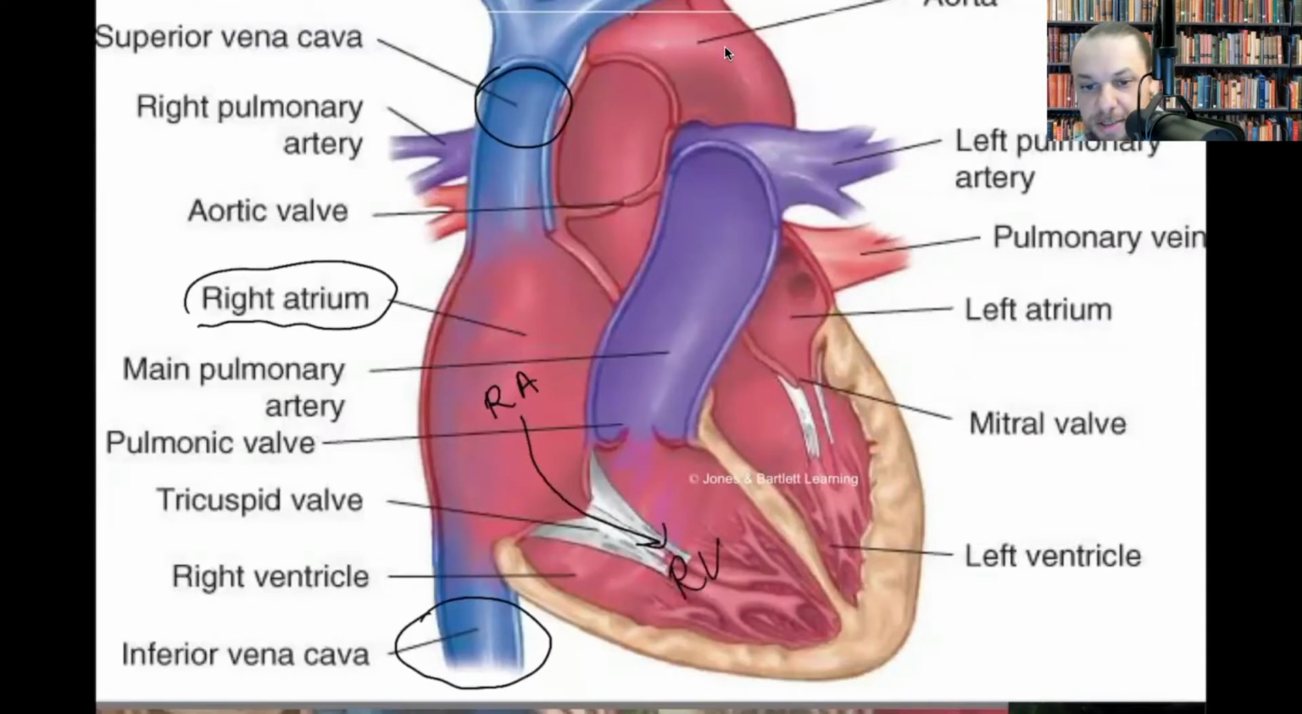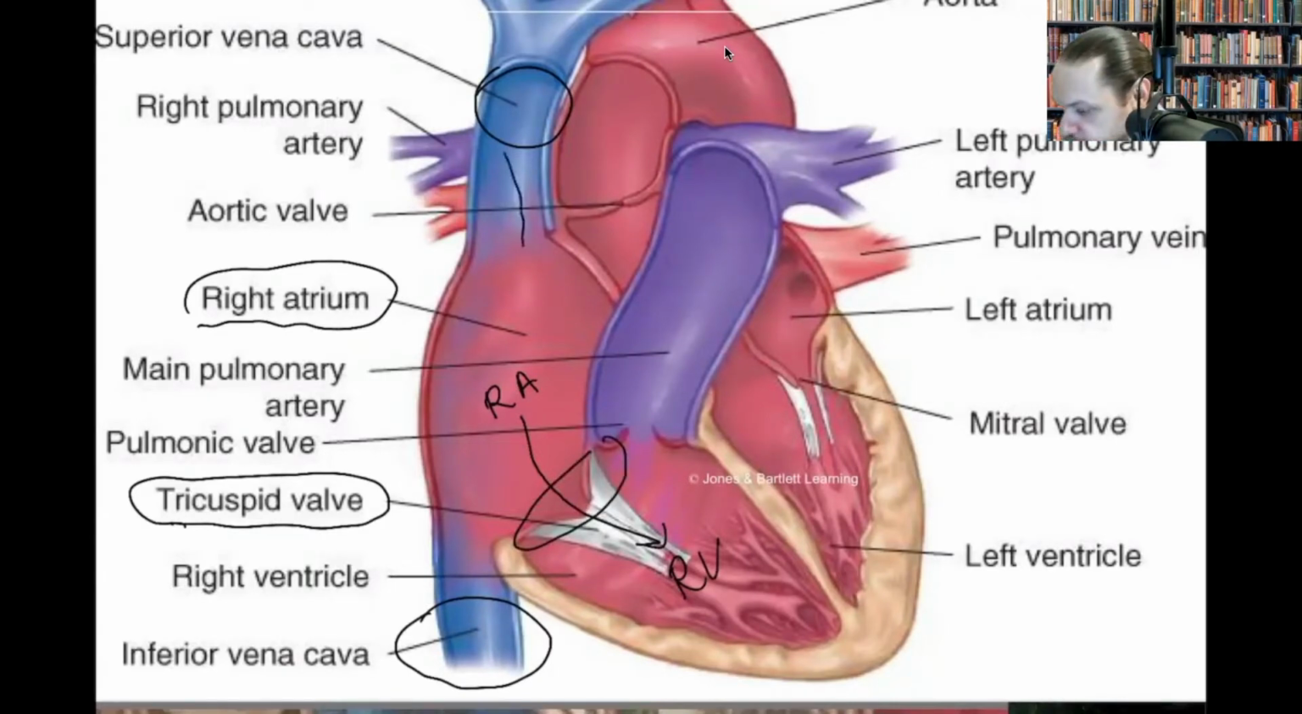But before it can come to the right ventricle, it has to bypass a valve. This valve we call the tricuspid, because there's three cusps. So the tricuspid valve is found between the right atria and the right ventricle. And the flow of blood, as we said, comes from the superior vena cava, inferior vena cava, comes to the right atrium, and then it flows to the right ventricle.